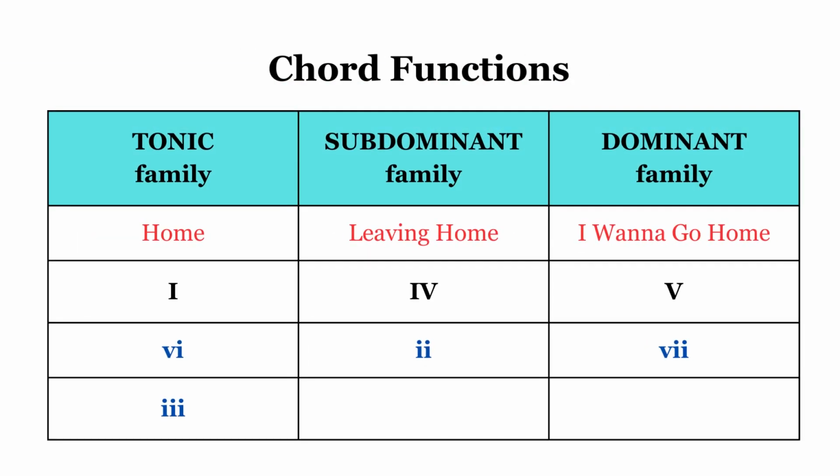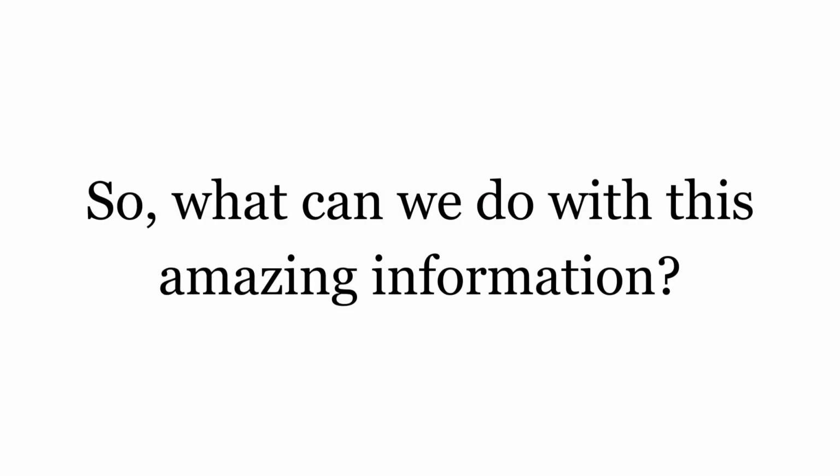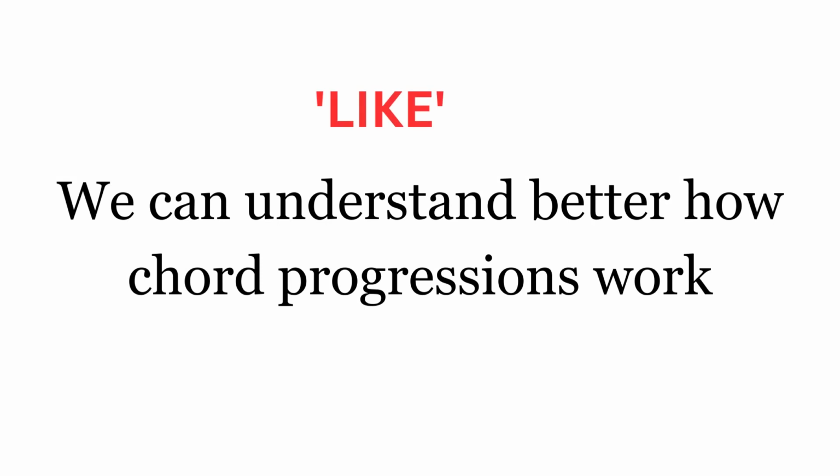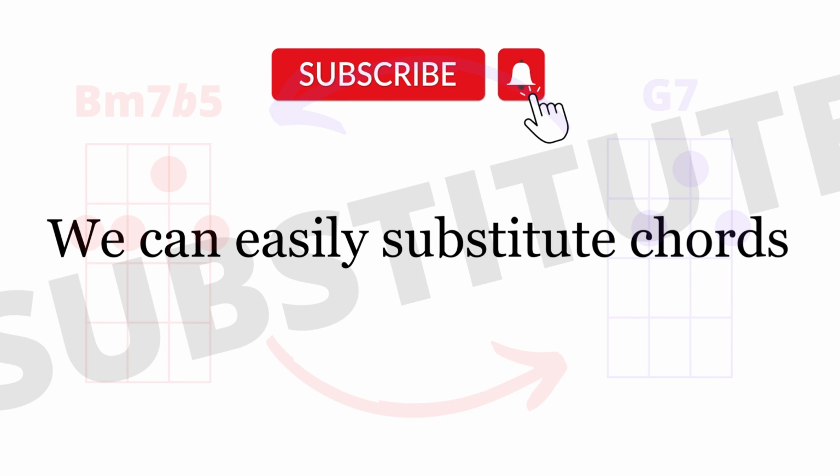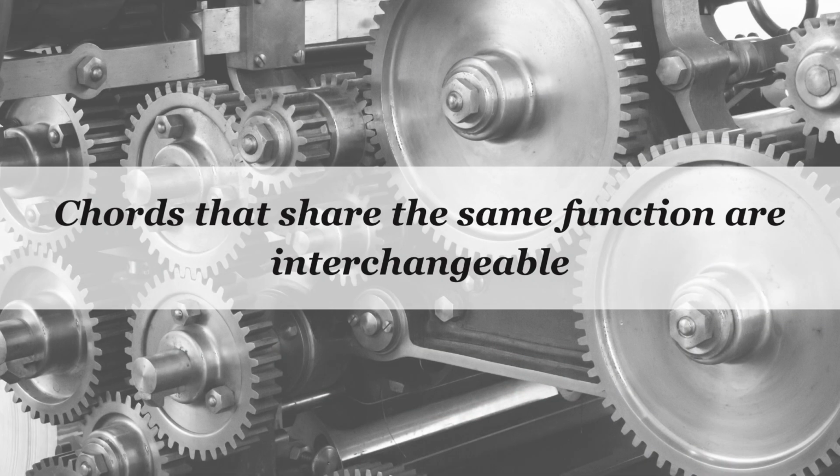So let's take a look at what we've learned here. The tonic family, these are our home chords: the 1, the 6, and the 3 chord. The subdominant family, these are our leaving home chords: the 4 and the 2 chord. And then the dominant family, our I want to go home chords: the 5 and the 7 chord. So, what can we do with this amazing information? Well, we can better understand how chords work, and this will help you create chord progressions. And we can easily substitute chords. Chords that share the same function are interchangeable.